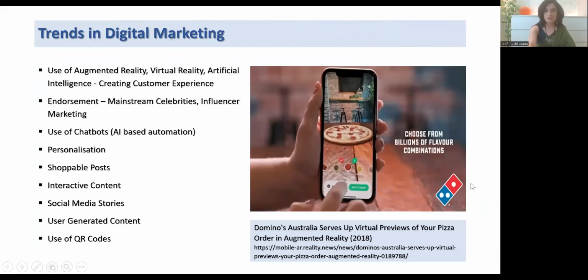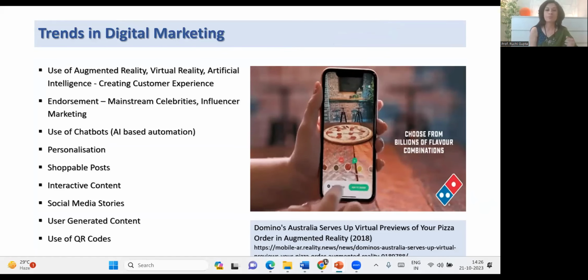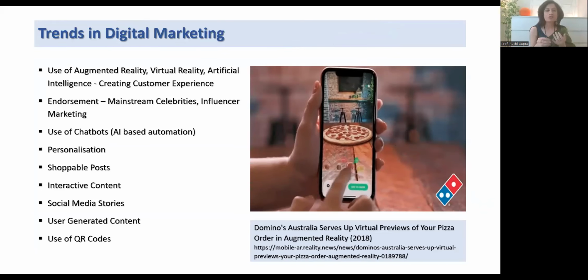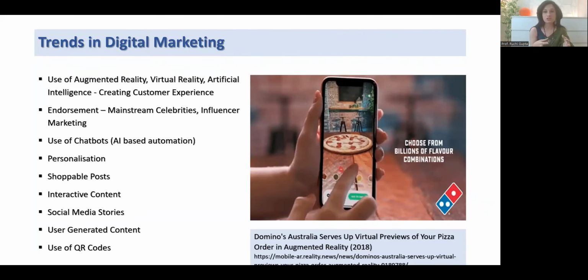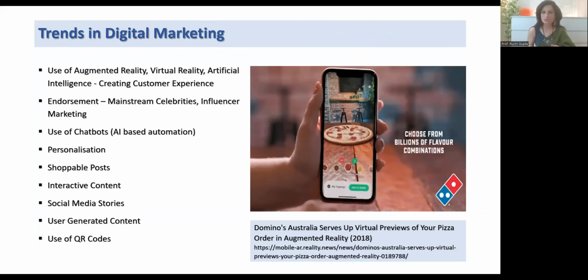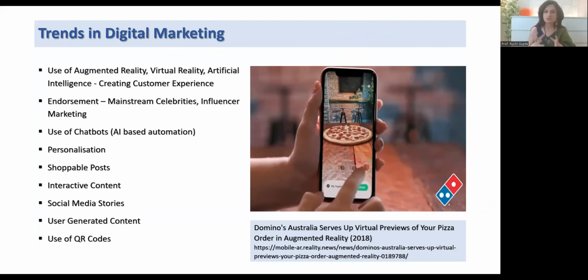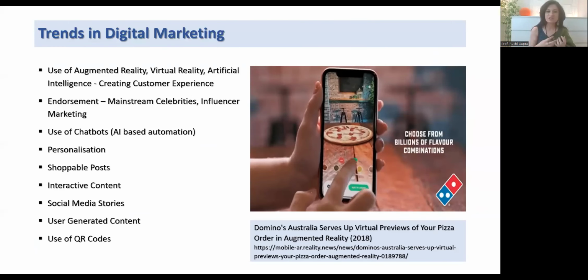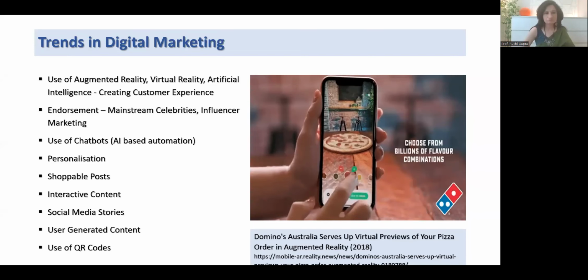Now, what are the trends in digital marketing that we are going to discuss in today's class? We will talk about the digital technology which is being used in a big way: augmented reality, virtual reality, artificial intelligence, and especially how these technologies are being used to create customer experiences. Then in the second session on digital marketing, we will be talking about endorsements, mainstream celebrities and influencer marketing as strategies, and how they use social media platforms for endorsing certain brands. This will be covered in the next session.